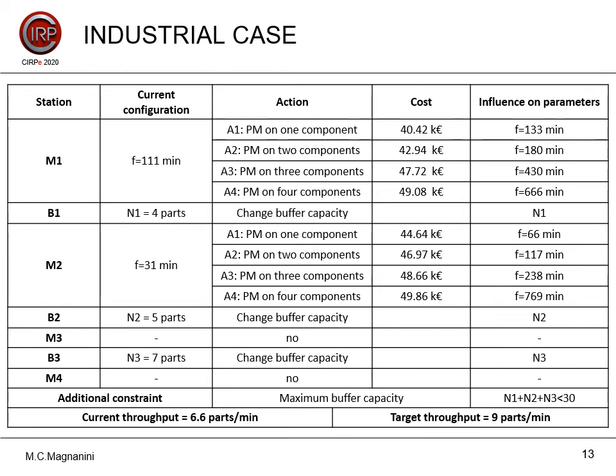In this case, a predictive maintenance strategy is tested in order, therefore, to see on how many components it is worth implementing this strategy. At the same time, buffer capacity can be changed, so we also want to include in the optimization the change in the buffer capacity, which, as we said before, can be achieved by moving the station modules on the guide rails. Currently, the throughput of this line is 6.6 parts per minute, but the target throughput that the company would like to achieve after the optimization is plus 30%, which means approximately 9 parts per minute.